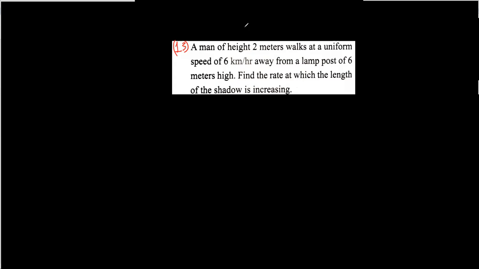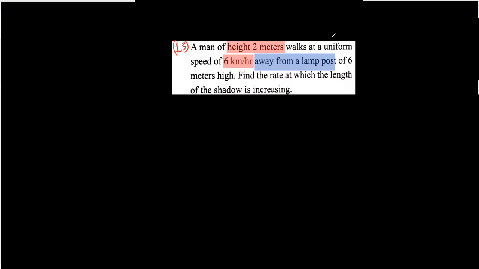See, what are the points to be noted? A man of height 2 meters. The height of the man is 2 meters. He walks at a uniform speed. The rate at which the man is walking is 6 kilometers per hour. And he's walking away from a lamppost. This is another important data. Now you know that if you are walking away from a lamppost, then the length of your shadow will increase.